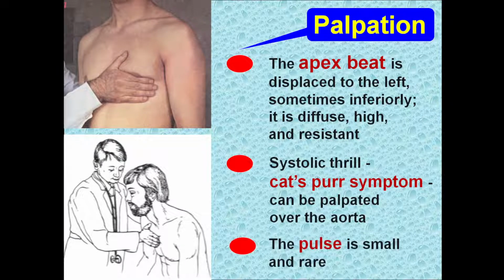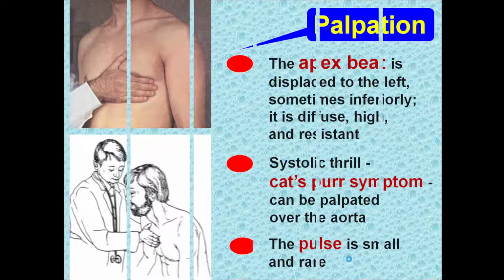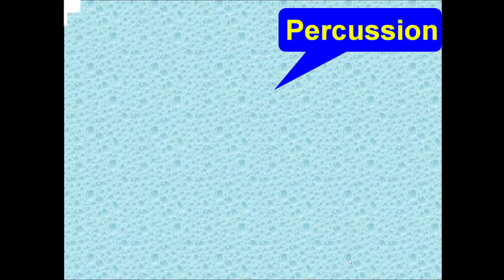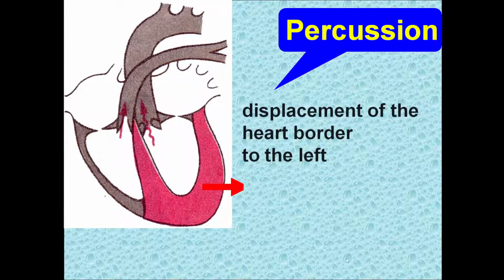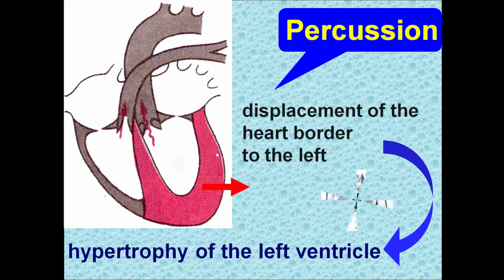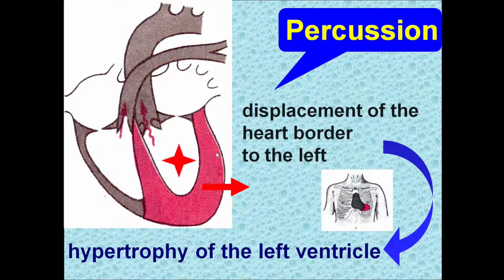And there will be a problem with the peripheral pulse. Pulse on the radial artery becomes small and rare. It's tightly correlated with heart stroke. Percussion reveals displacement of the left heart border only, because only the left ventricle is involved in the pathological process. It hypertrophies to compensate blood flow into the aorta through the narrowed orifice.